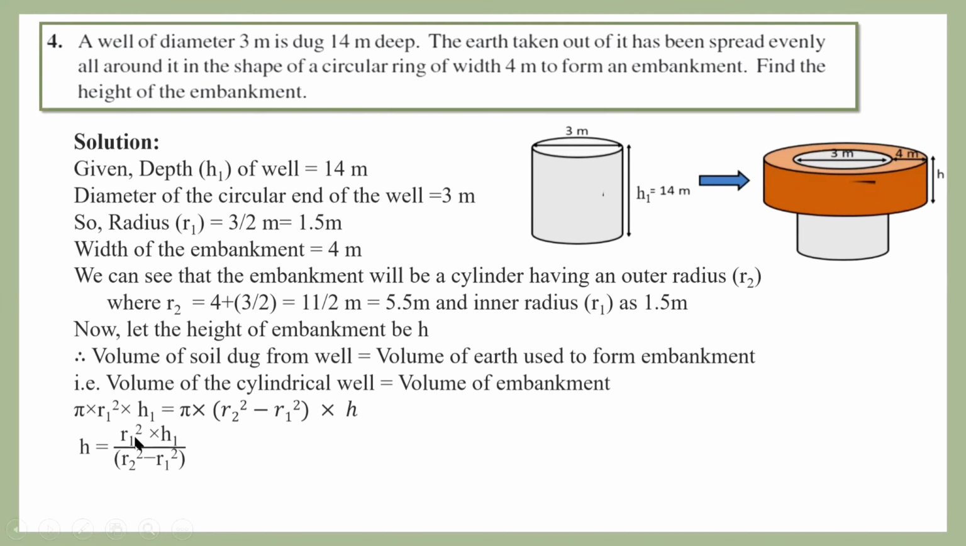Now let me put the values. The value of R1 is 1.5 meters. H1 is equal to 14. R2 is how much? 5.5, and R1 is 1.5. So putting the values, how much will I get? I'll get 1.5 square into 14 divided by 5.5 square minus 1.5 square.